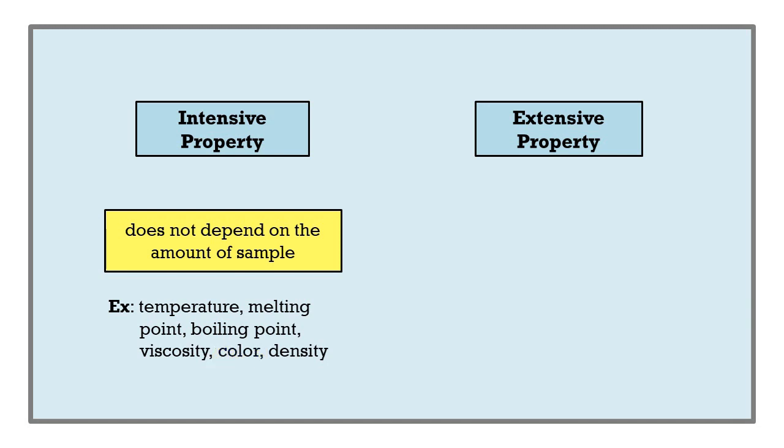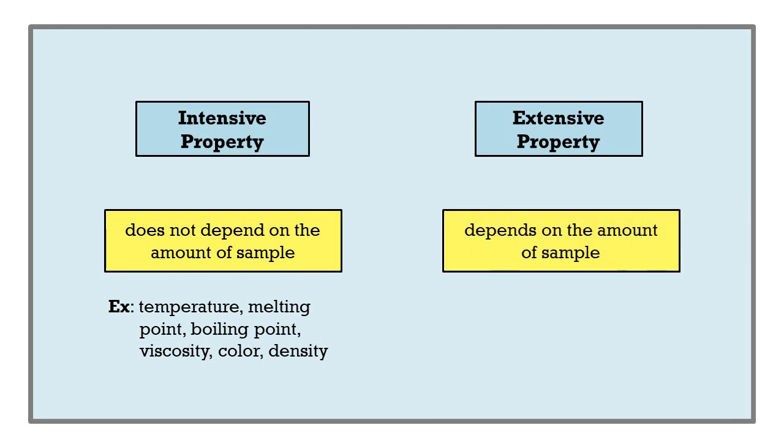On the other hand, extensive properties are properties of matter that depend on the amount of the sample. Mass, volume, and length are examples of extensive properties. For instance, let's talk about volume. Ang isang cup ng tubig at isang balde ng tubig ay magkaiba ng volume. It is because the volume of water depends on the amount of water present.